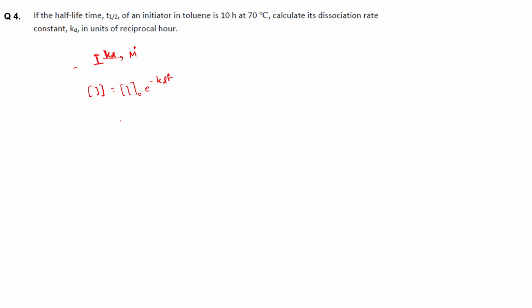The half life in the first order case is 0.693 by kd. Here, it will be kd equals 0.693 by t half. T half is already given as 10 hours. And you have to write the kd value in reciprocal of hour, so you don't need to change the unit here. If you need to change the unit in the final exam, do it.